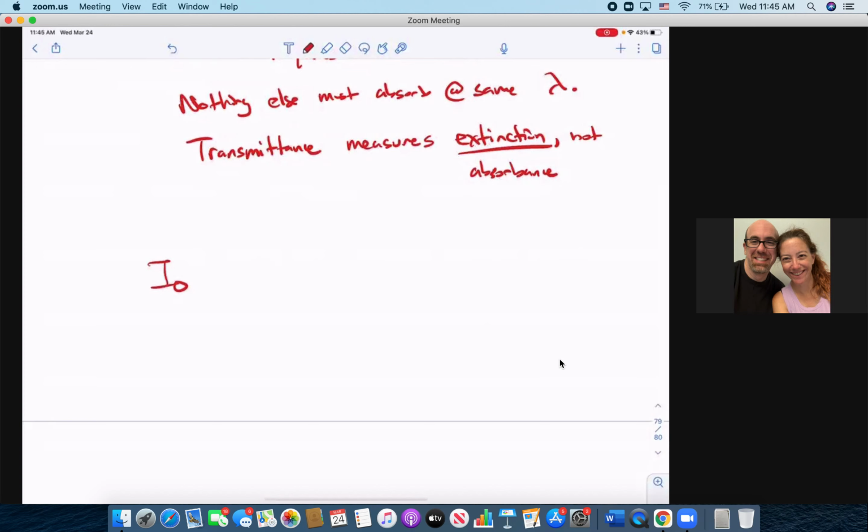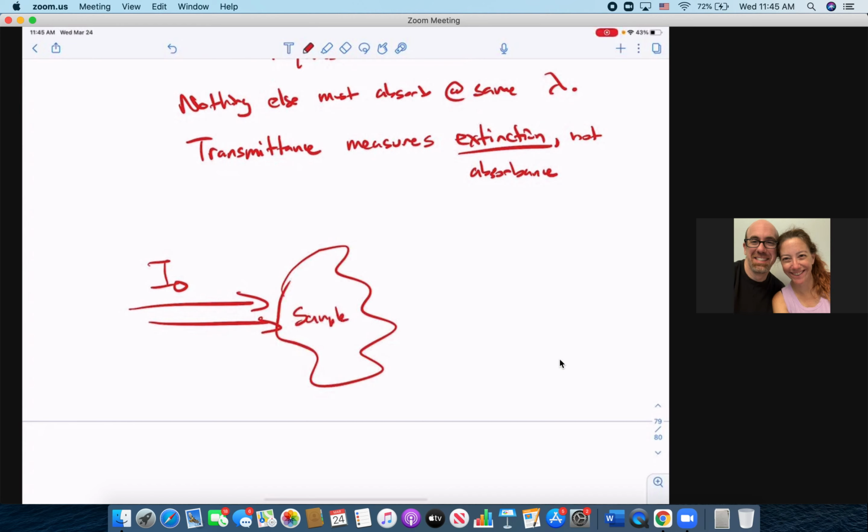I've got some sample and I've got I0 coming at it, right? And I've got a sample, and then I have less coming through, right? That's the transmittance experiment. And we tell you that the light goes down because it's being absorbed by the sample, by the atoms or molecules of interest. The analyte is absorbing photons.